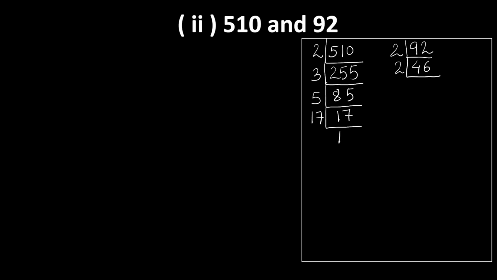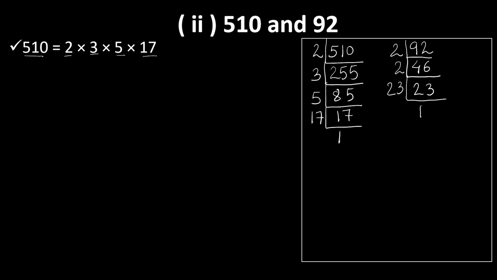We are going to get 23 as a quotient. Now 23 is a prime number itself, so we are going to divide it by 23 only, and we are going to write down 1 as a quotient. And now we will be writing down 510 as 2 into 3 into 5 into 17.